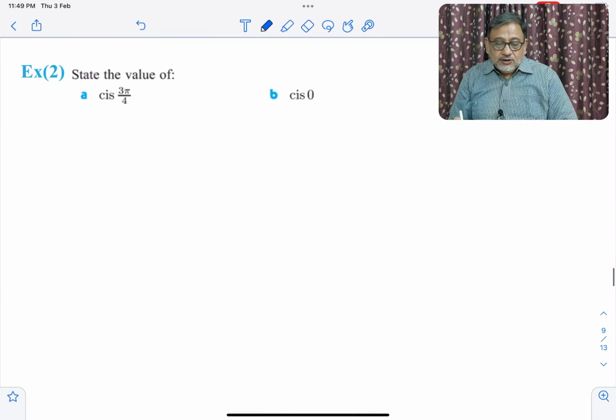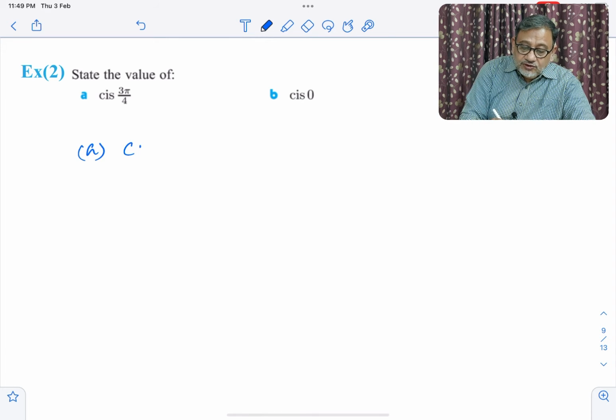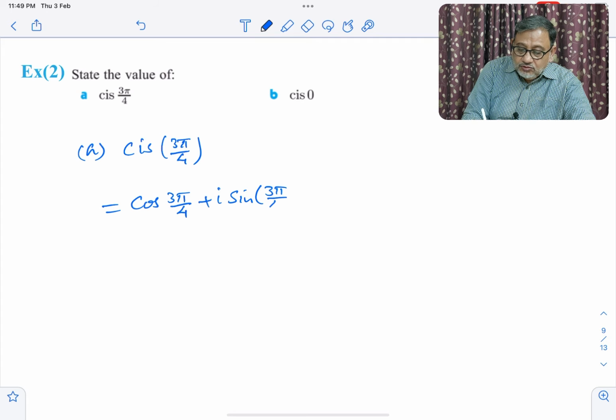Okay. Now look here. State the value of cis 3 pi by 4. What is the value of cis 3 pi by 4? So let me solve the first part, cis 3 pi by 4. Now let me write it in full. It will be cos 3 pi by 4 plus I sine 3 pi by 4.